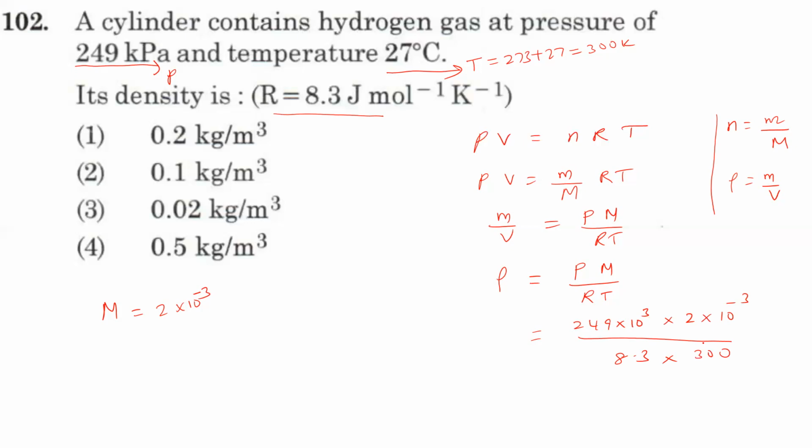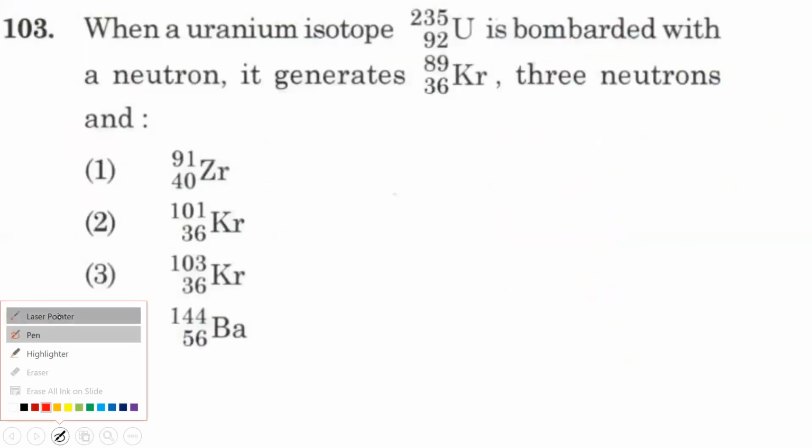Absolute temperature is given as 300 Kelvin. By solving this all, we will get the answer as 0.2 kilogram per meter cube. So for question 102, the answer is 0.2 kilogram per meter cube. Next, we are going to discuss question 103.